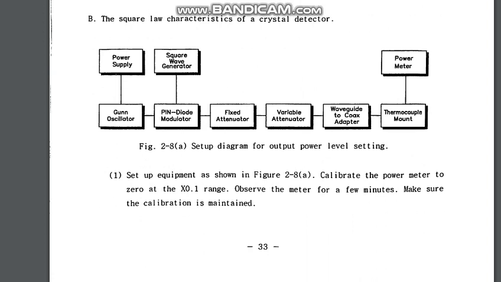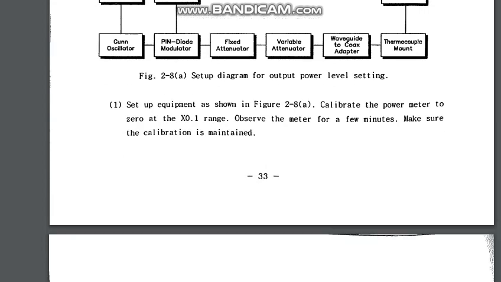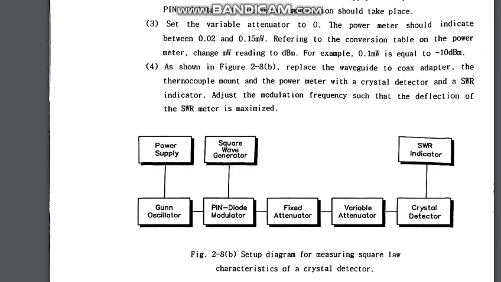To find the square law characteristics, that is the setup of the crystal detector. It is the power supply to the Gunn oscillator and the square wave generator. In the PIN diode modulator, there is a fixed attenuator, there is a variable attenuator, and a waveguide to coaxial adapter to a thermocouple mount, and there is a power meter. Now we have to check the power, not just assume it but also check it at once.